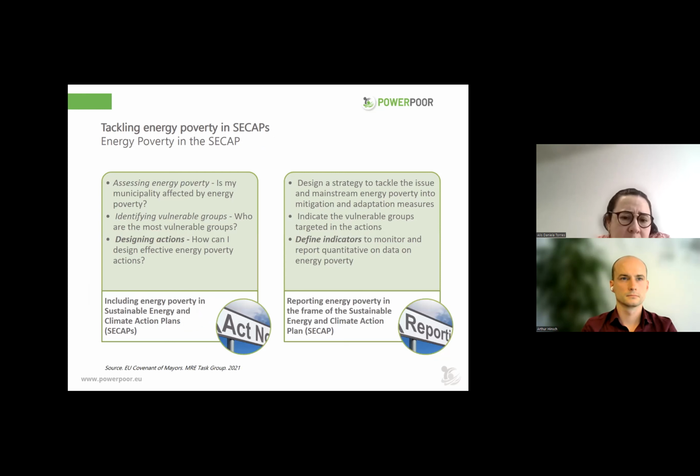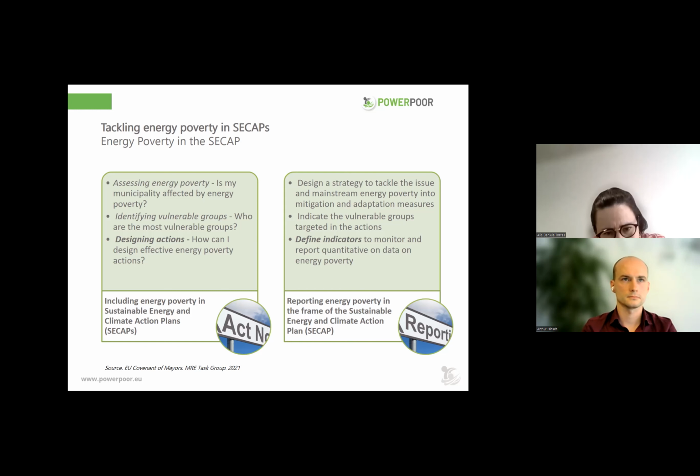So for this, there are 2 ways that cities need to act. Of course, first to understand and assess energy poverty in their cities: what are the energy poverty problems that they have, how the municipality is affected, which are the vulnerable groups facing energy poverty issues, and of course, designing actions that can be included in the plan. Then, in order to make this plan effective, we also need to monitor. When the city proposes a CCAP, then on a yearly basis, they have to understand and measure the impact of these measures.